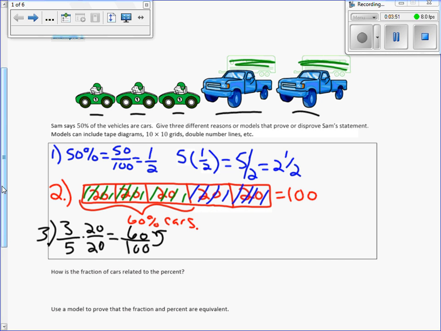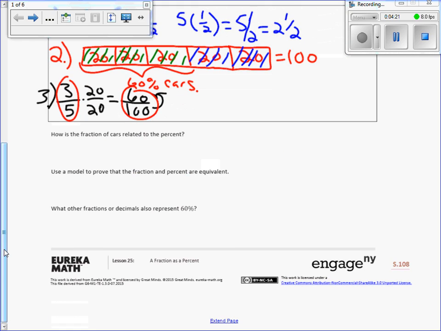So it says, how is the fraction of cars related to the percent? Three-fifths is equivalent, it's right here. 3/5 is equivalent to 60 out of 100, which is 60%. Okay. Use a model to prove that the fraction and the percent are equivalent. Okay.